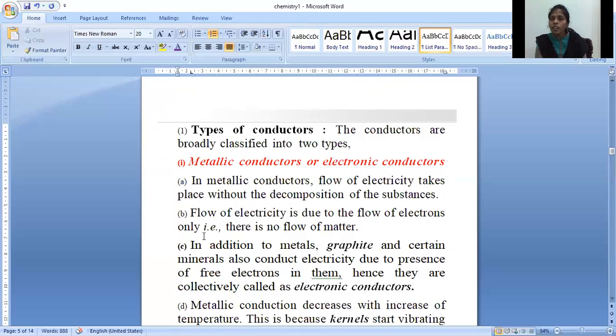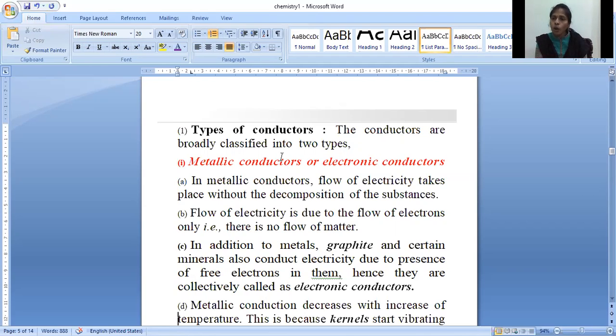So based on the nature of the mobile particle, conductors are classified into two types. Types of conductors: conductors are broadly classified into metallic conductors and electrolytic conductors. Let us see them one by one. The first one, metallic conductors.